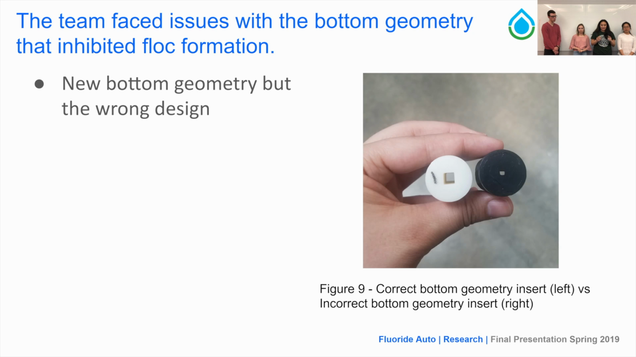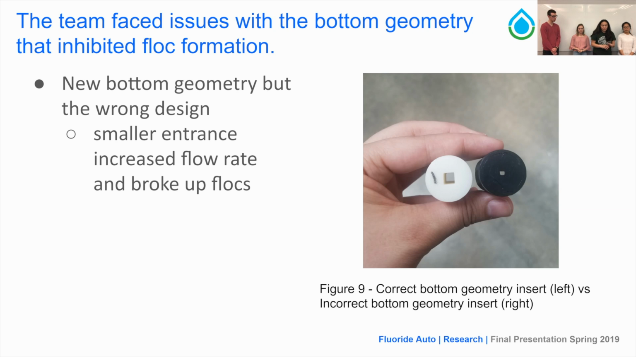And we saw very quickly that we were not using the same bottom geometry. The main difference was the entrance into the bottom geometry. As you can see in this picture, the one on the left is the correct one, and it has a much larger entrance than the one on the right, which is the one that we were using. Because this entrance is smaller, it's increasing the flow rate up into the sedimentation tube, and this was inhibiting our floc formation. It was also smaller, so we thought it might have been breaking up the flocs as well.